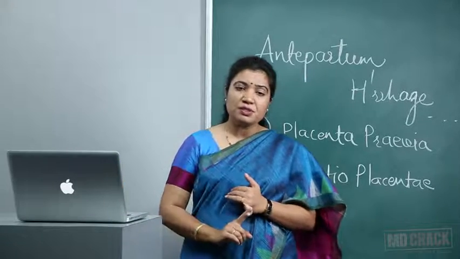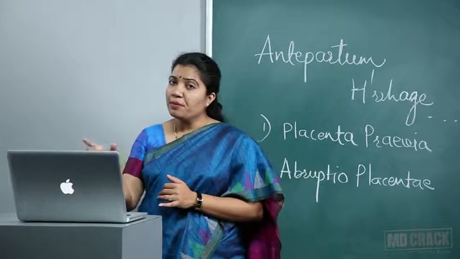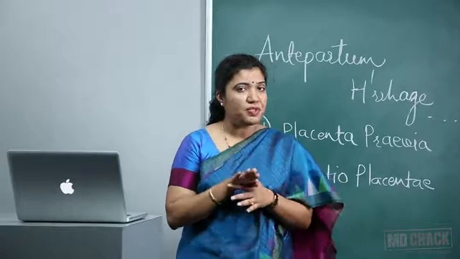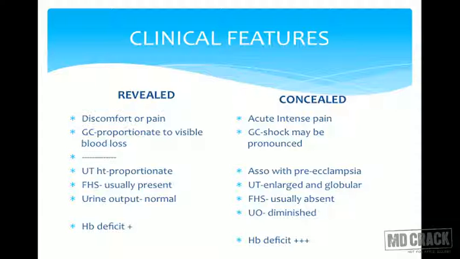Again, I am stressing on this point because an MCQ can be asked. If abruption is not associated with PIH, then there may be shock in the concealed variety. But if it is associated with PIH, the blood pressure may not fall so low that it's obvious shock. But still, the patient has lost that much blood.